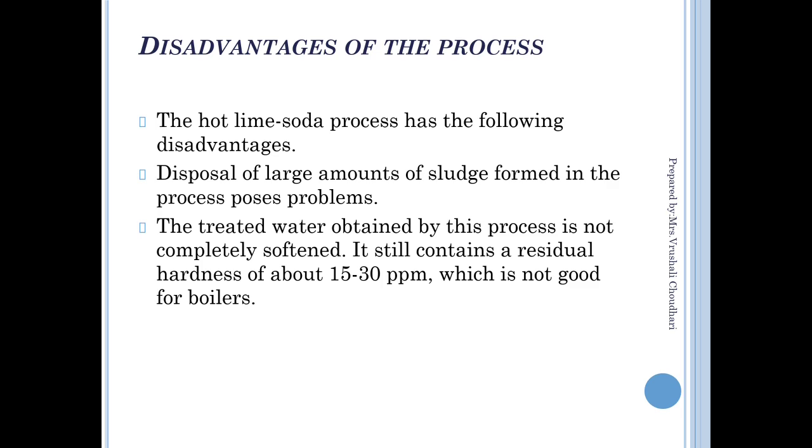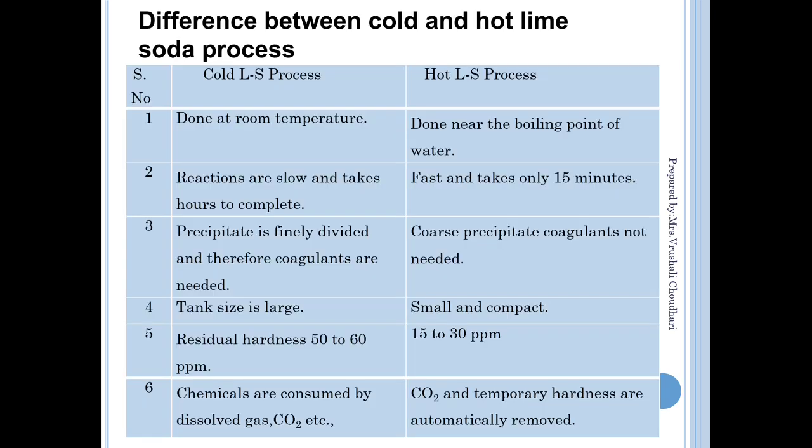What are the disadvantages of this process? The hot soda lime process has the following disadvantages. It is going to produce a large amount of sludge, which reduces the pores or clogs the pores. The treated water obtained by this process is not completely softened. About 15 to 30 ppm hardness is still there. So that hardness is not good for the boiler.